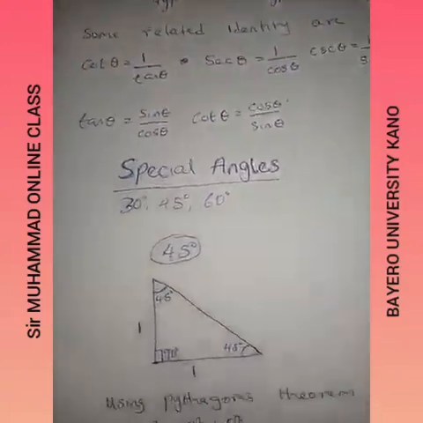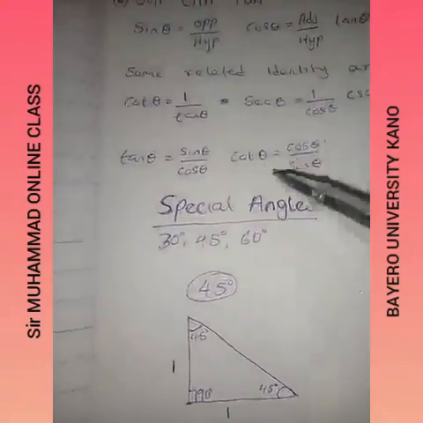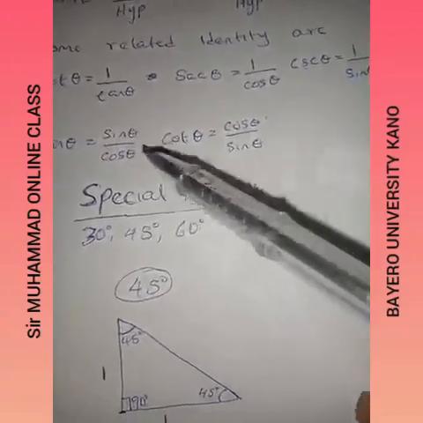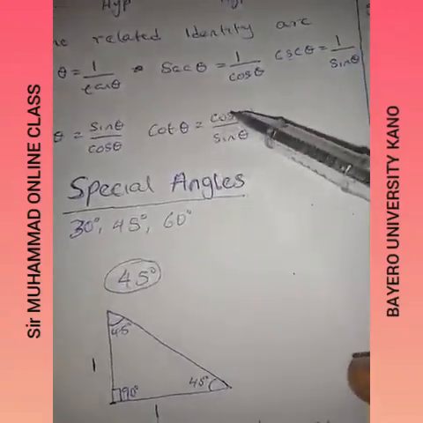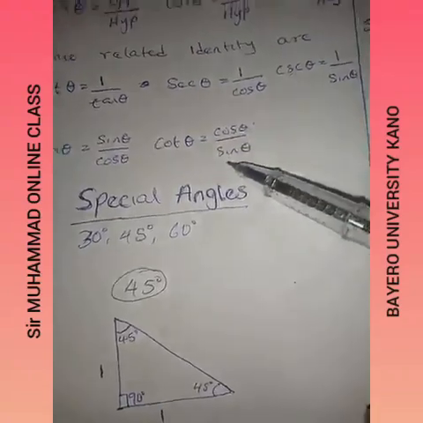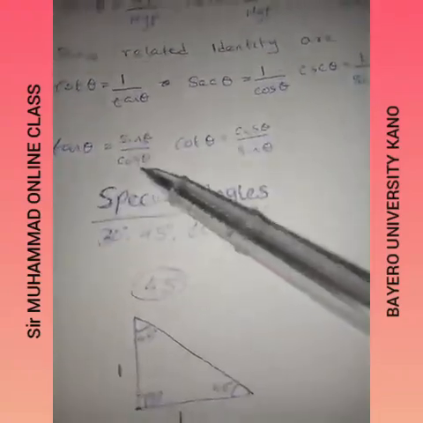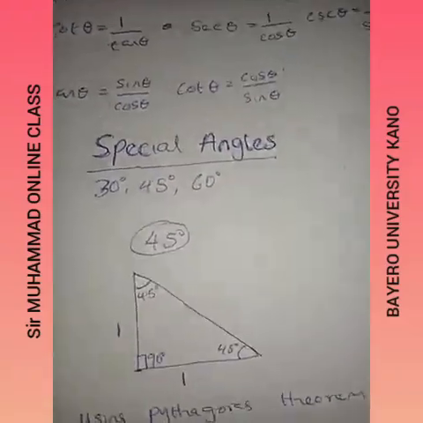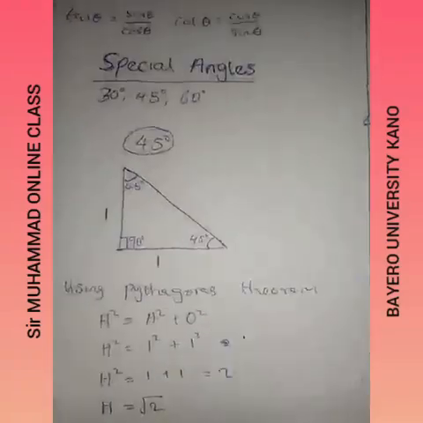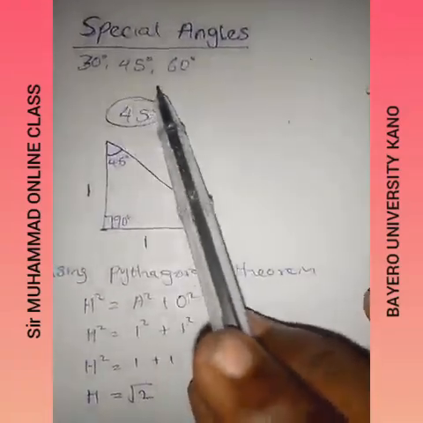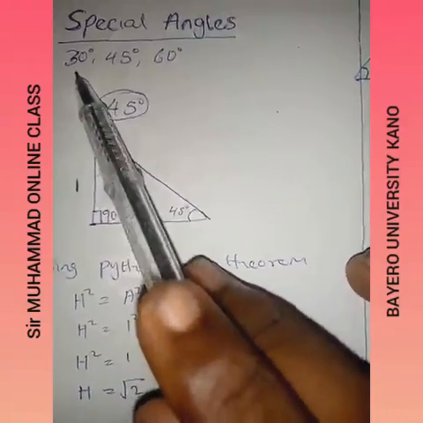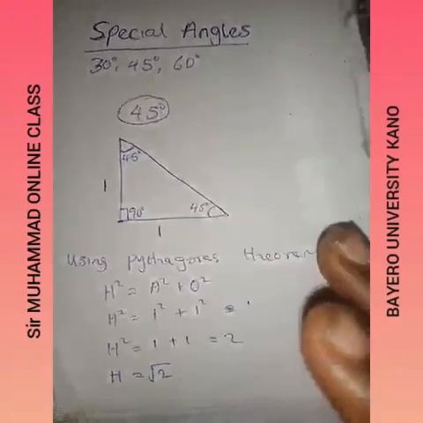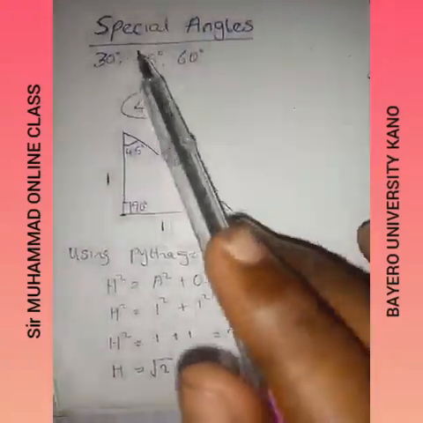But sometimes, in relation to sine theta and cos theta, tan theta can be represented by sine theta over cos theta, and cot theta can be represented as cos theta over sine theta. So where you are given sine theta and cos theta, you can look for tan theta, and also for cot theta. Now let's move into our main topic, special angles. The special angles we will be dealing with today are 30 degrees, 45 degrees, and 60 degrees. Now, let's start with 45 degrees.